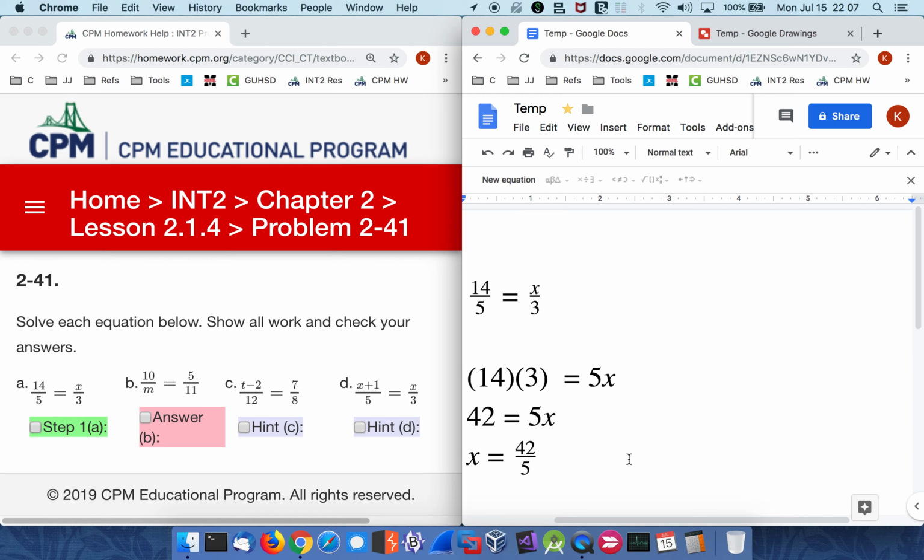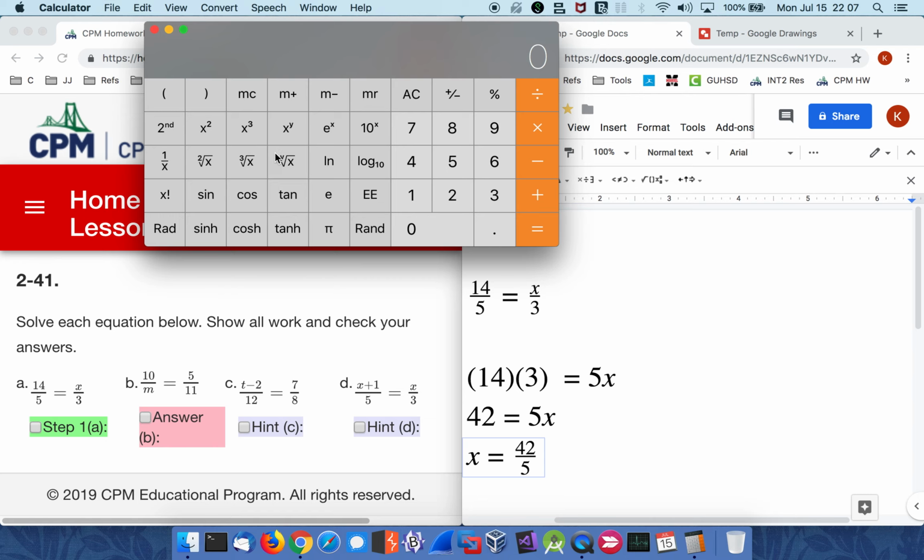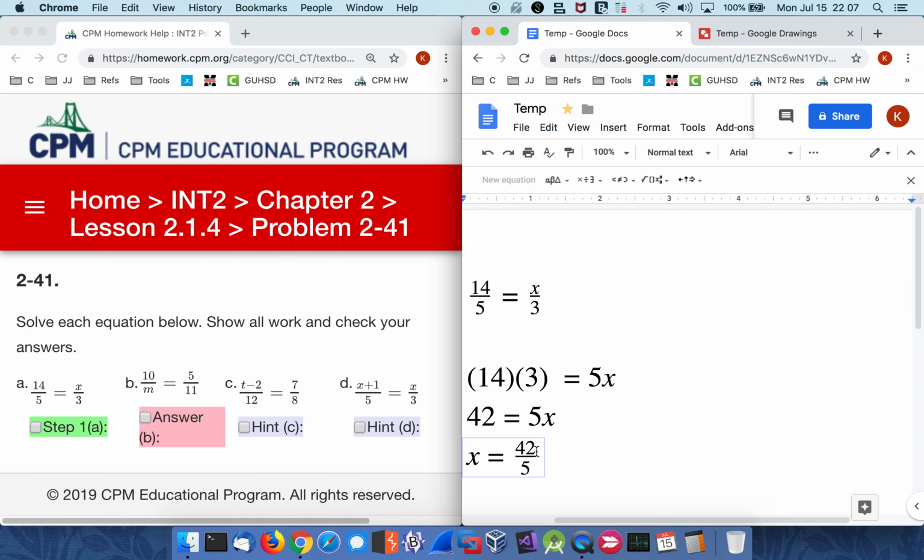Show all work and check your answers. Well, I guess we should probably check our answer then, huh? All right. What is 42 divided by 5? Let's see what that is. 42 divided by 5 equals 8.4. All right. So if we wanted, we could say 8.4.